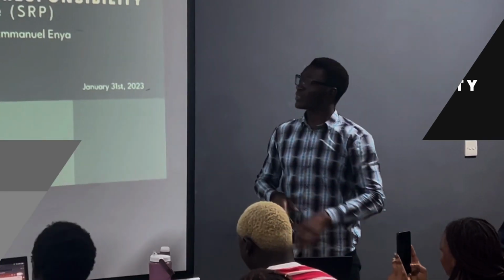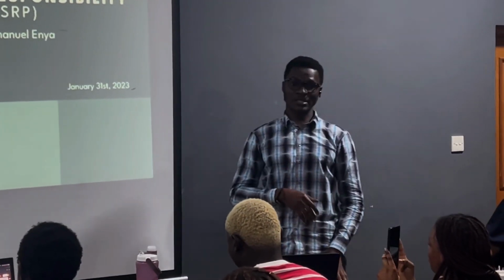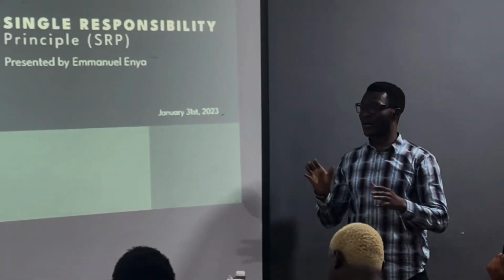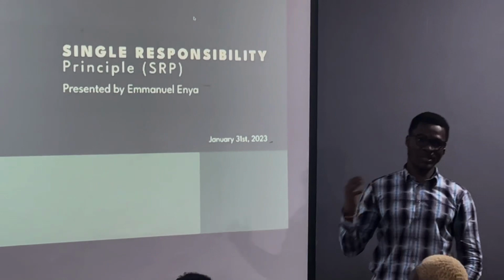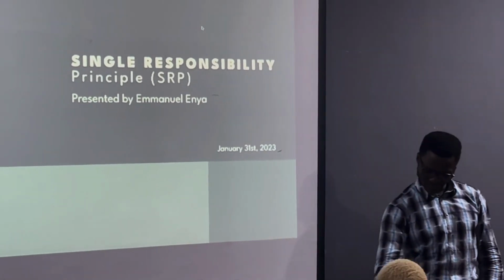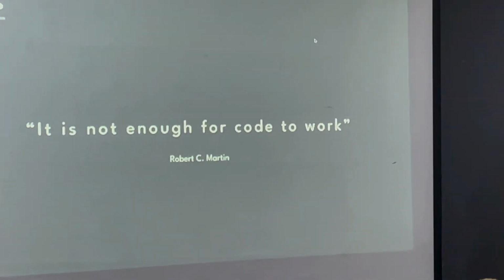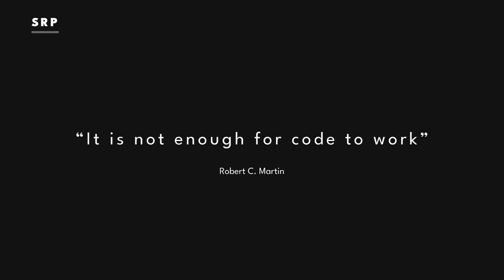We're talking about single responsibility principle, SRP. SRP is one of the 5 SOLID principles in object-oriented design. I'll start with this quote from Uncle Bob Martin. He says that it's not enough for code to work.